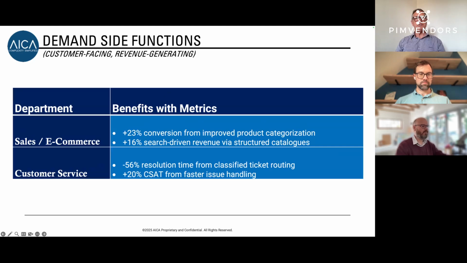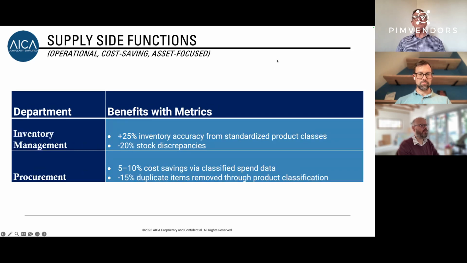On the customer service side, the proof is that there is a 56% resolution time from classified ticket routing. So improving the process there, 20% faster issuing and handling from a customer service perspective. Next slide. So that's all customer facing, revenue generating, making more money.